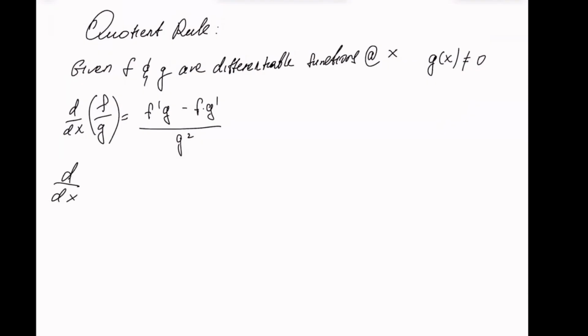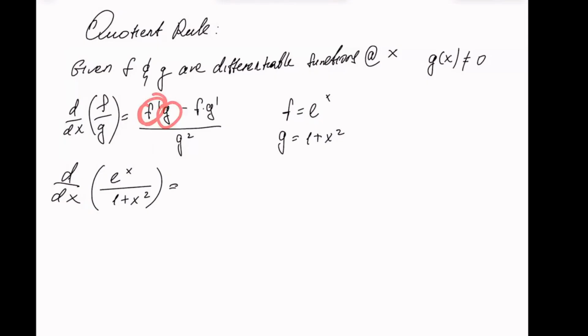So d dx of e to the x over 1 plus x squared. Okay, so we say that f is e to the x and g is 1 plus x squared. Now, by this rule, we need to first find the derivative of f times g. And so we would have e to the x, that stays as e to the x when we take the derivative of that, and times 1 plus x squared, which is my g, right? So this is my f prime, this is my g.